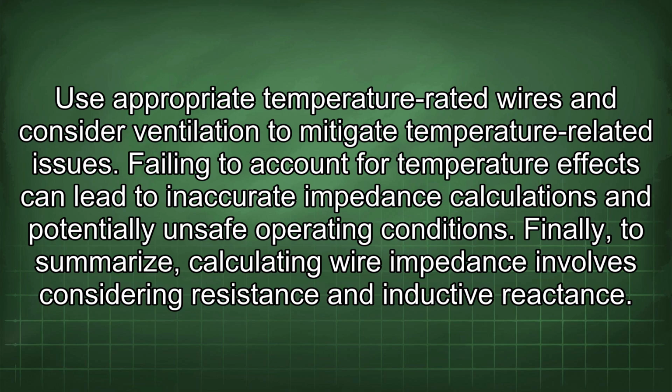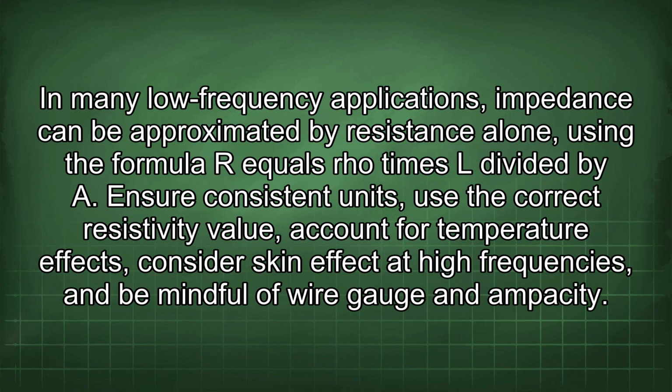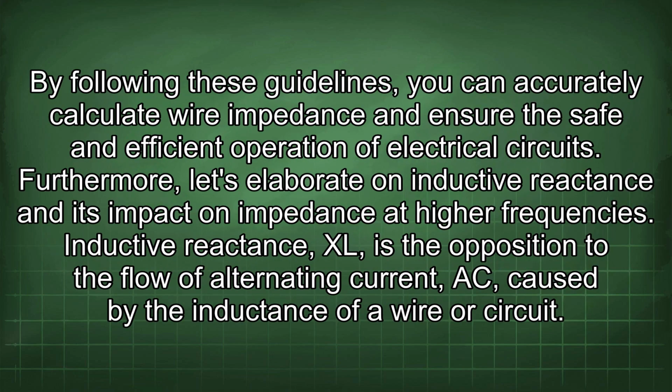Finally, to summarize, calculating wire impedance involves considering resistance and inductive reactance. In many low-frequency applications, impedance can be approximated by resistance alone, using the formula R equals ρ times L divided by A. Ensure consistent units. Use the correct resistivity value. Account for temperature effects. Consider skin effect at high frequencies, and be mindful of wire gauge and ampacity. By following these guidelines, you can accurately calculate wire impedance and ensure the safe and efficient operation of electrical circuits.